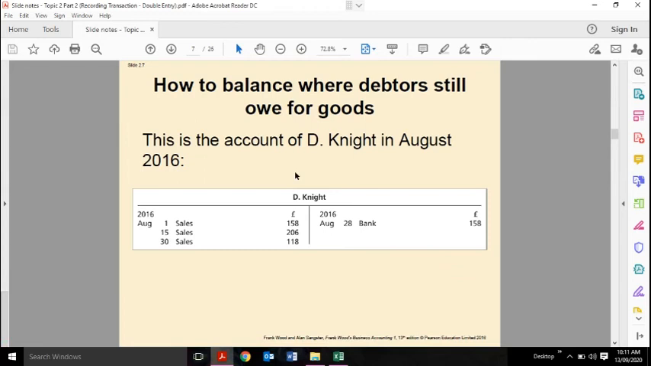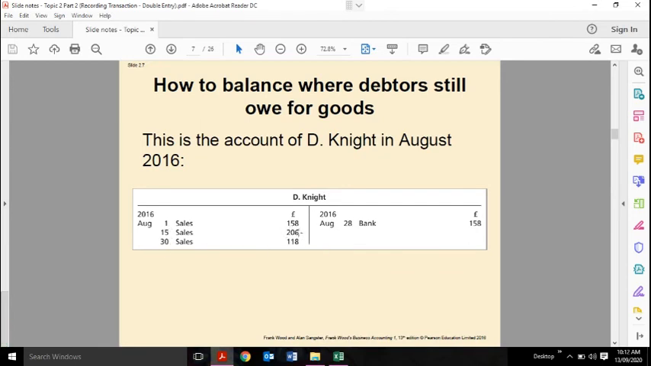This is how you balance the account whenever the debtor still owes you certain figures. Another example, this is your account receivable, what we call D9. This is his transaction with the business owner for August. He has three sales here on 1st, 15th and 30th August with different figures. And then he only paid once, on 28th August using a check amounting to 158. This payment of 158 is for the 1st August sale.